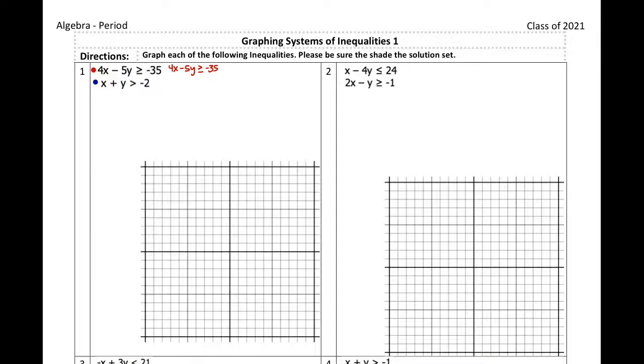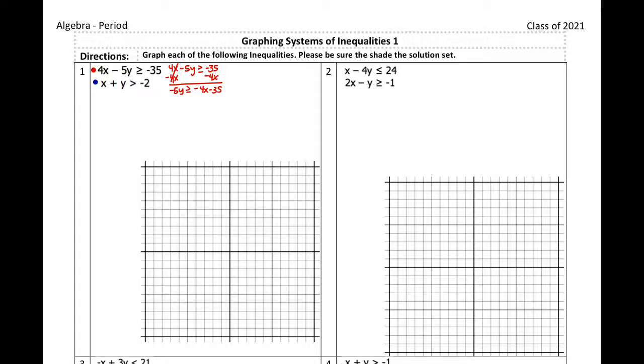In order to solve for y, I want to get the y term by itself. The y term is negative 5y, so right now I notice what I can do is I can subtract 4x from each side. The 4x minus 4x cancels out. That was the whole reason we did it. I bring down every single other thing. So negative 5y greater than or equal to negative 4x minus 35.